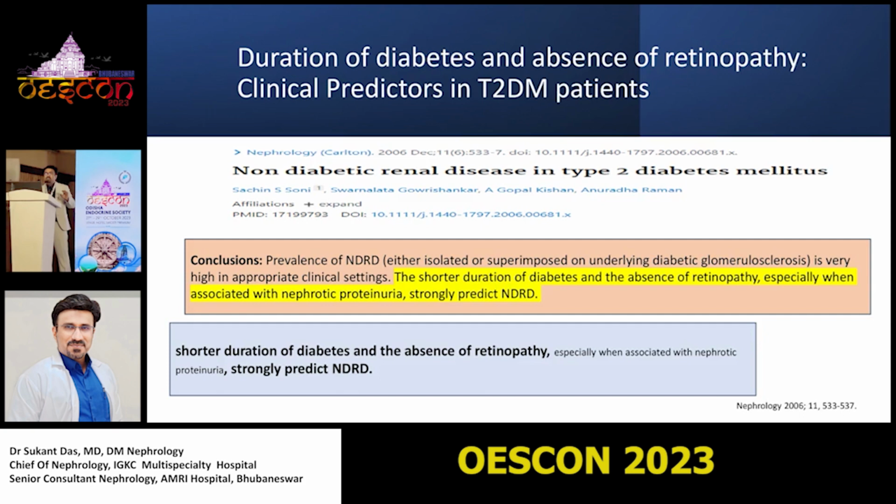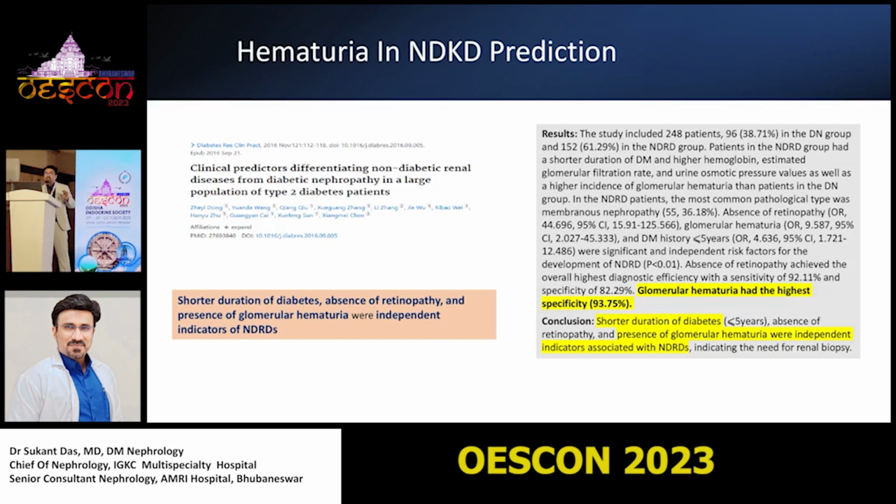Another important factor. Now, this is an Indian study from Maharashtra, which documented that shorter duration of diabetes and the absence of retinopathy, especially when associated with nephrotic proteinuria, could predict non-diabetic renal disease. Now, hematuria is another indicator that points towards non-diabetic kidney disease. So, shorter duration, absence of retinopathy, and presence of glomerular hematuria. If it is hematuria, and if we can be more specific, if it is glomerular hematuria, then we would be more specific about the presence of non-diabetic kidney disease.